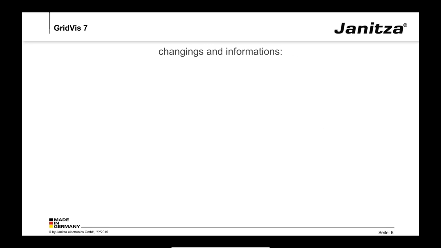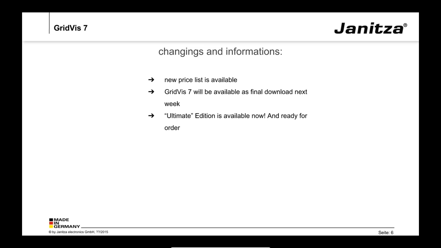Yeah, changes and information. Yes, we have a new price list. I will show you in the next overview, I think. Then we have GridVis 7 in the final download next week. At the moment, it's in the beta area as a download. We have the new edition called Ultimate. It's available and ready for order.